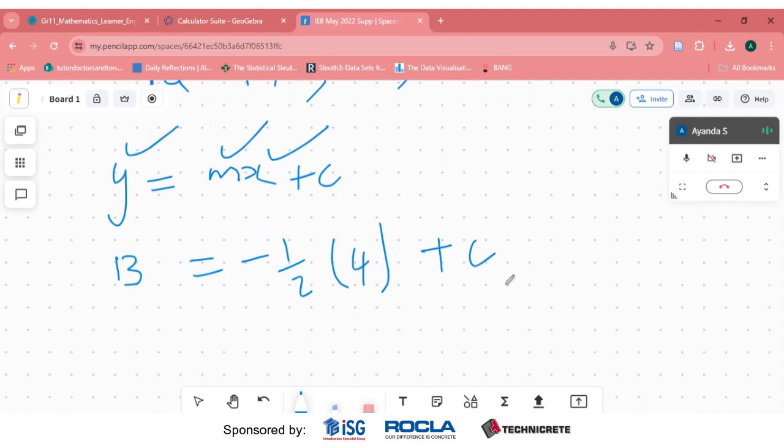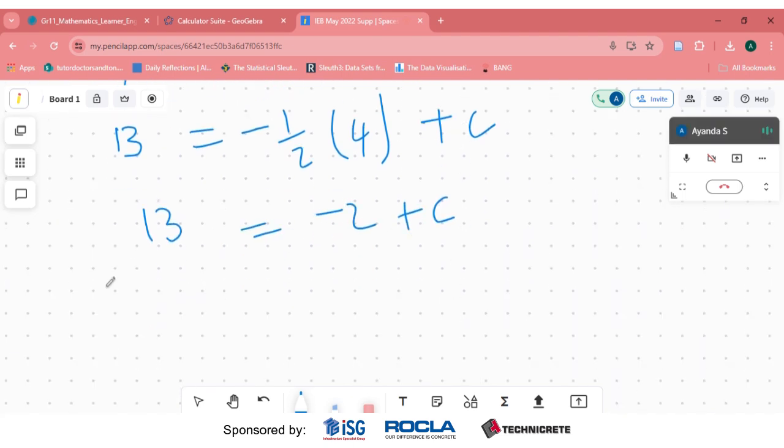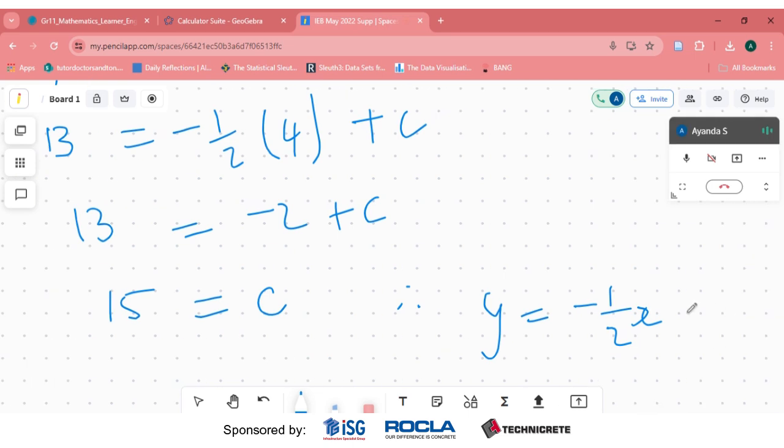So now we need to find the constant. Negative a half of 4 is negative 2. So 13 is equal to negative 2 plus c. If we add 2 to both sides, that leaves us with 15 is equal to c. Now we can just rewrite the formula. Y is equal to m, which is negative a half, x plus 15.